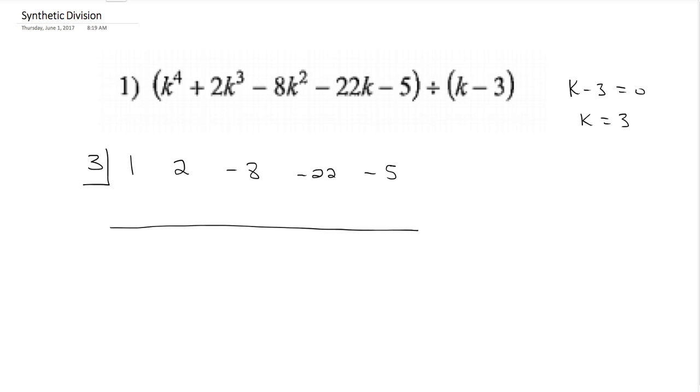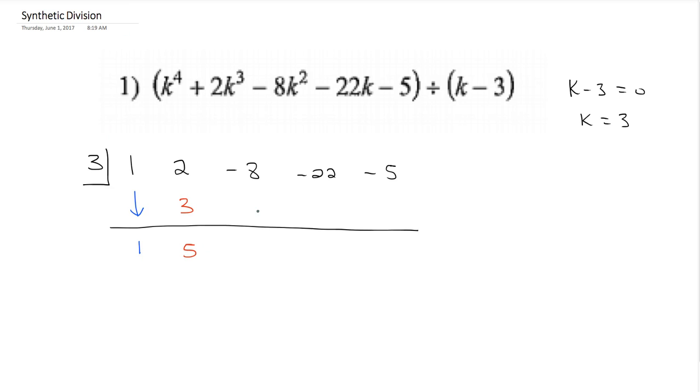And I'm always going to bring down my first term in that manner. So k minus 3, there's a 3 on the outside. If this was k plus 3, then there'd be a negative 3 on the outside. Just the opposite. So 3 times 1, I'm going to multiply. 3 times 1, I get 3. And then I add 2 plus 3, and I get 5.